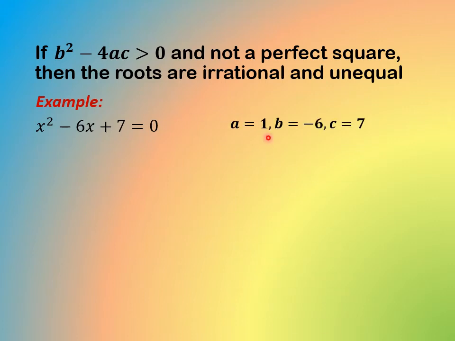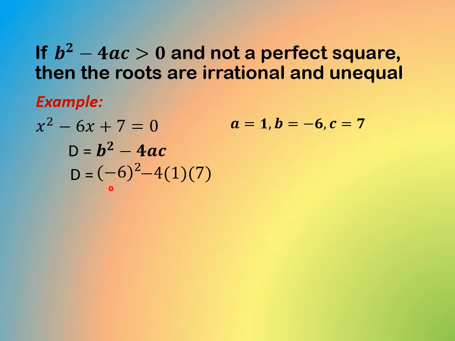So, we need to determine the values of a, b, and c. So, we have a is 1, b is negative 6, take note of the sign, and c is equal to 7. So, we have the formula of the discriminant, which is b squared minus 4ac. We only need to substitute the values of a, b, and c to the given formula. So, we have b is negative 6, so we have here negative 6 squared, minus 4, ang a na 1, ang c na 7.